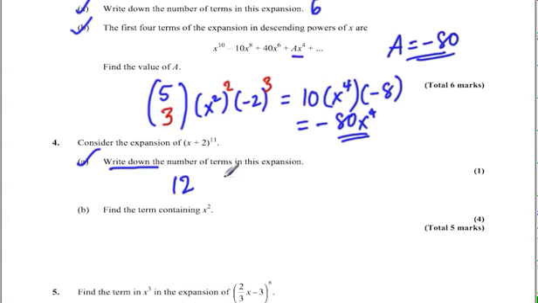Find the term containing x squared. Okay, so straightforward once again. Let's do our choose term and our 2 terms. So this is going to be 11.